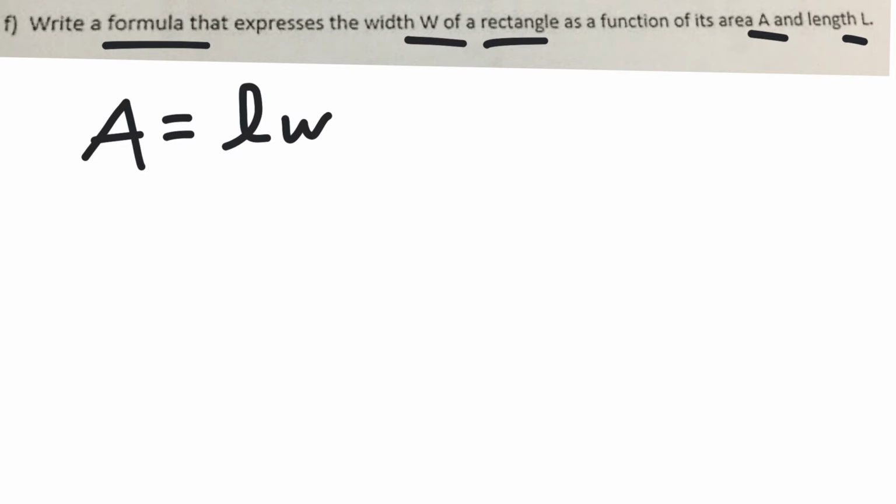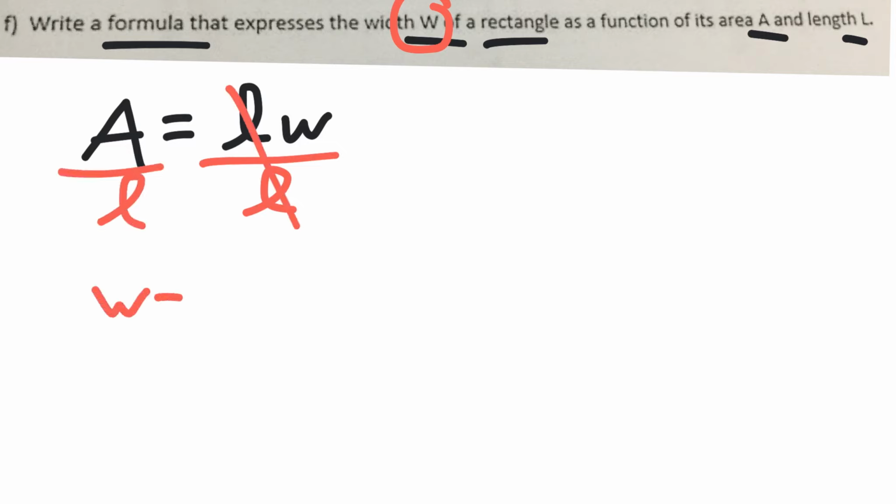And I want to isolate it for width. It tells me write a formula that expresses the width as a function of area and length. So get the W by itself. It's being multiplied by L, so I'm going to divide by L. So that tells me the width is equal to the area divided by the length.